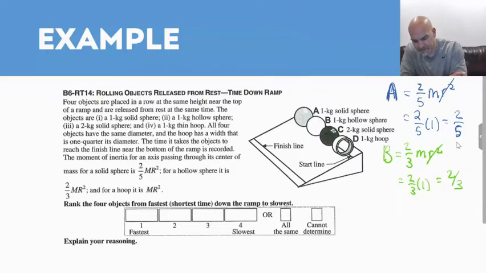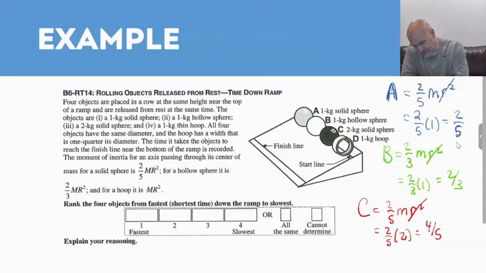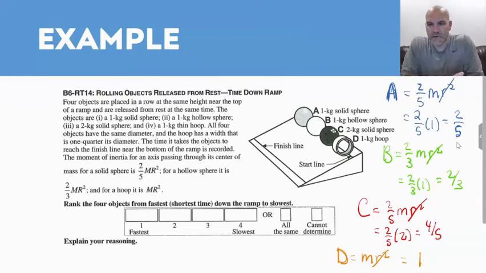Okay. Now we would have C. C is going to be 2/5 mr squared. Again, we're not going to worry about R, but this is now a 2 kilogram object. So now we have a factor of 4/5. All right. And now we have the hoop, and the hoop is mr squared. Again, we're just looking at the mass, so it has a factor of 1.